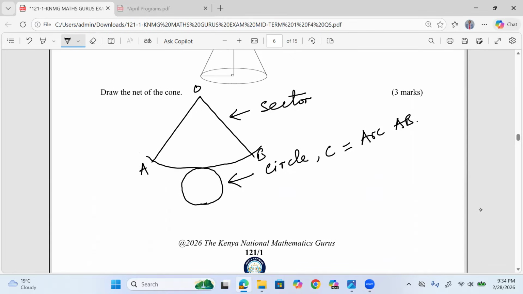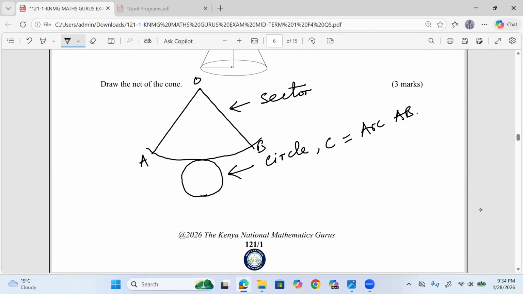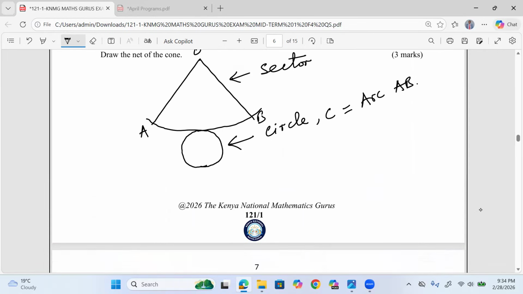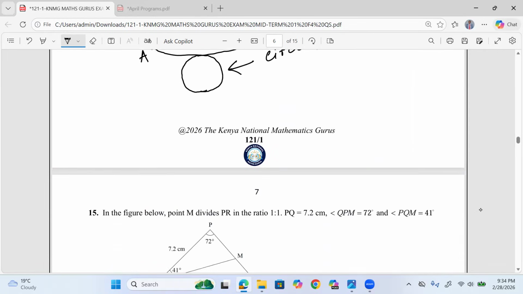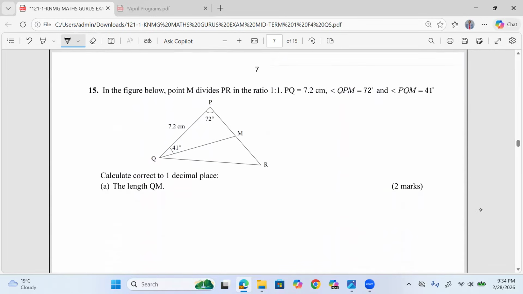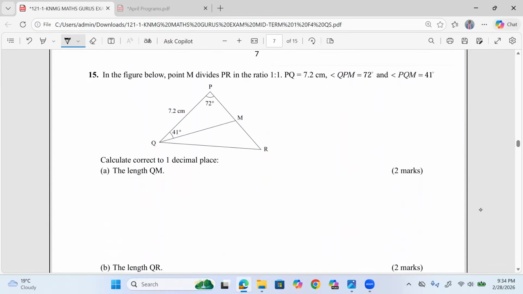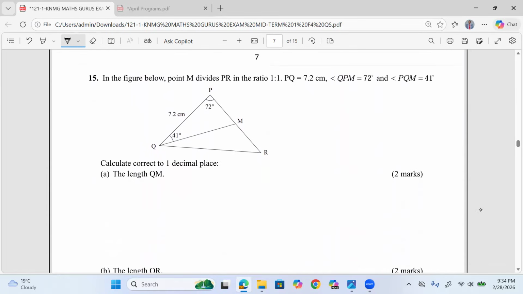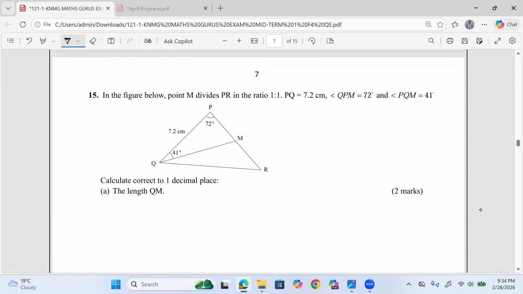So it should be closed by a circle, which has a circumference equal to the arc. I hope the net is properly sketched. Looking at number 15, I hope we are together here. I hope we are together as we transit to number 15.